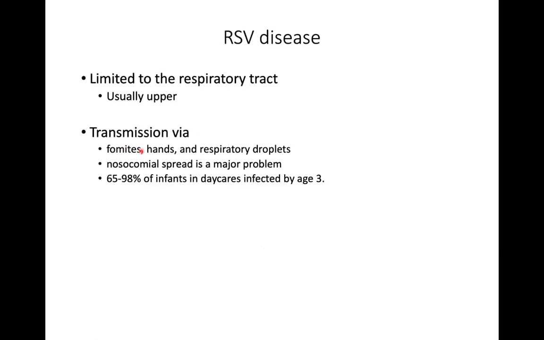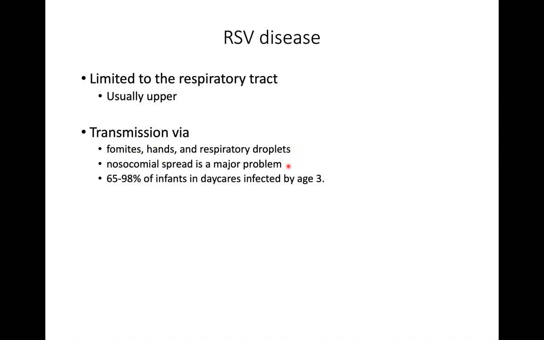Transmission for this one, again, fomites. So someone coughing or expectorating or sneezing on something, that then being touched. Hands, right? So if you are a caregiver who has RSV, you can give it to a little baby by touching them with your hands. And of course, respiratory droplets. So expectoration, sneezing, coughing, very wet, heavy exhaling or inhaling.